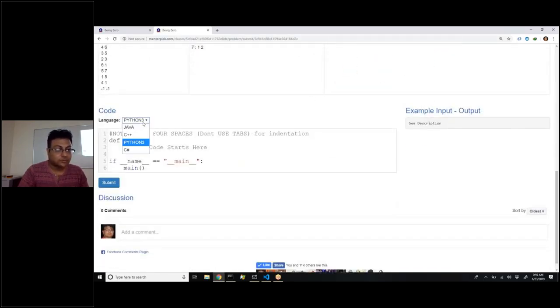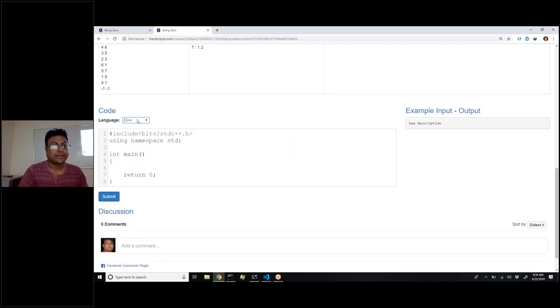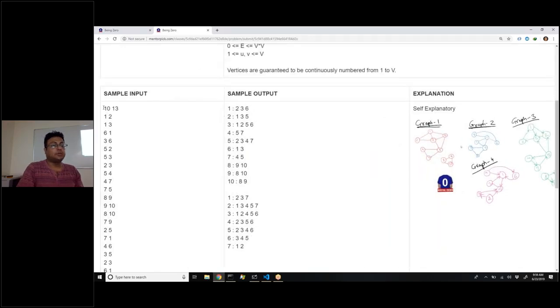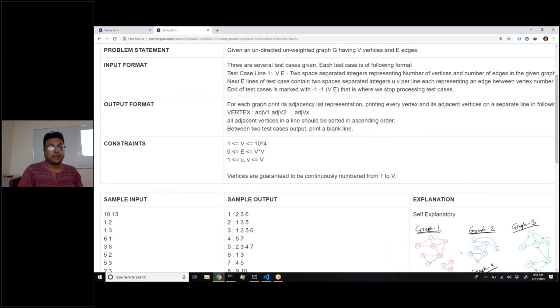Only C# will have the filled code, and ideally I'll say C# folks also delete it and start from scratch. What we are doing, we are reading this input, we are creating a graph, and here if you see number of vertices in the graph is 10 to the power 4.